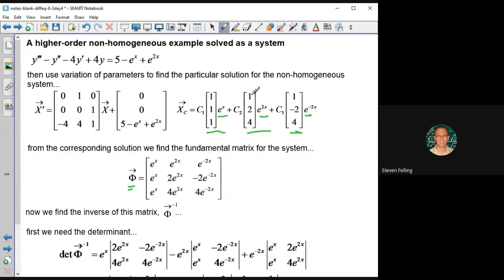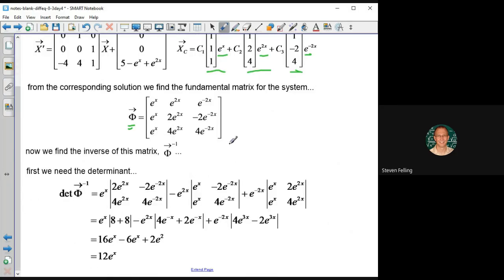So these are all e to the 2x's: e to the 2x, 2 e to the 2x, 4 e to the 2x here, and then 1 e to the negative 2x, negative 2 e to the negative 2x, 4 e to the negative 2x for the third column. Then we need to find the inverse matrix of this, and that requires that we take the determinant first.